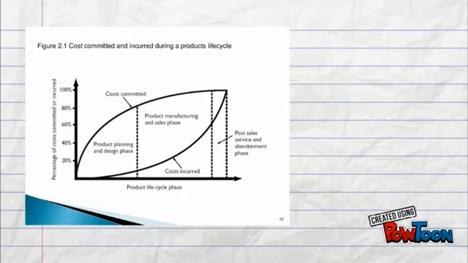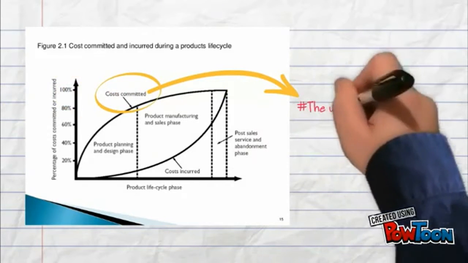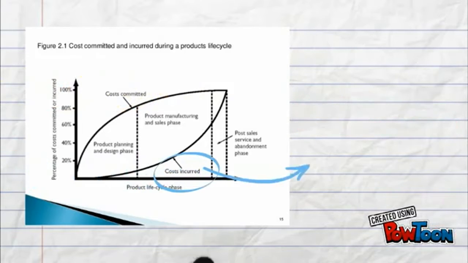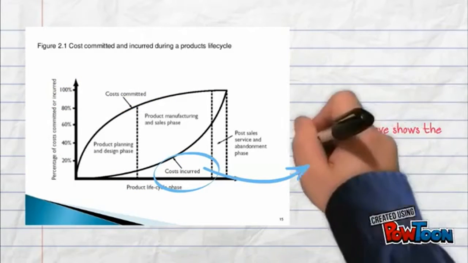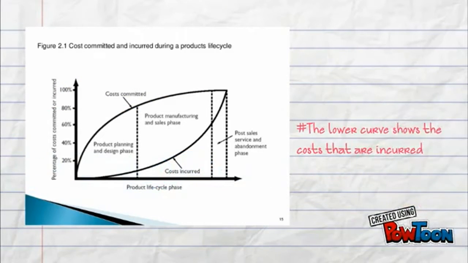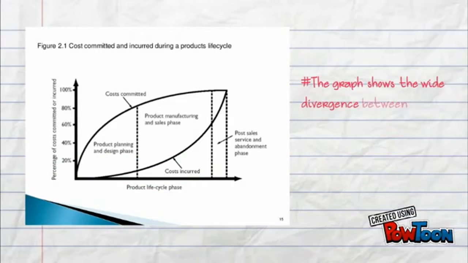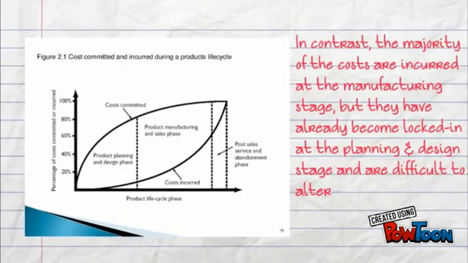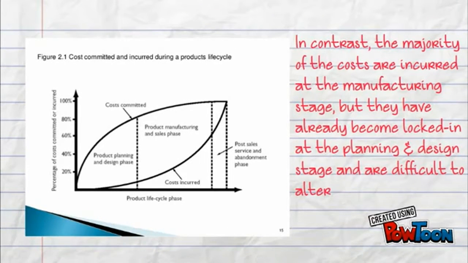Based on figure 21.1, the upper cost curve, which is the brown curve, shows the costs that are committed, while the lower curve, which is the blue curve, shows the costs that are incurred. The graph shows the wide divergence between the time when the costs are committed and the time when they are incurred. The majority of costs are incurred at the manufacturing stage, but they have already become locked in at the planning and design stage and are difficult to change.